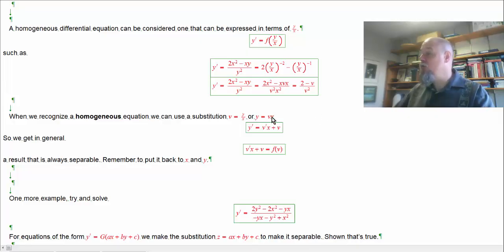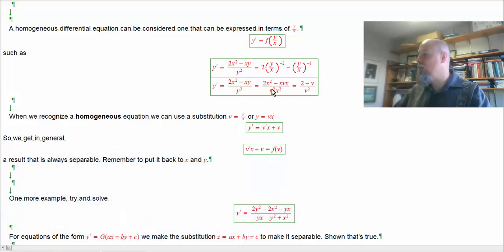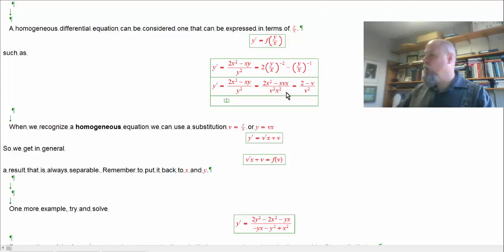When I make the substitution, let y equal vx, all the x's cancel out, all the y's are gone because I let them equal vx. So it really is a function of v. Y prime is a function of v, and v is y over x. So y prime is indeed a function of y over x.